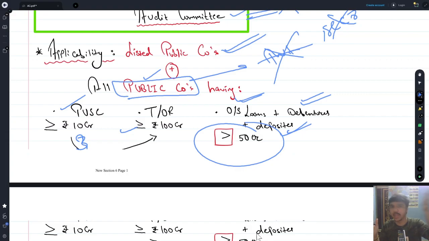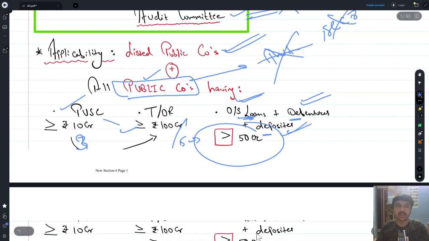100 crores of turnover. Now when we are going back to balance sheet, we are going to divide it by what? We are going to divide it by 5. So 100 crore divided by 5 gives you 50 crore. And whenever loans come into play, whenever debentures come into picture, whenever deposits come into picture, there's never equal to, it's always greater than, it's always excess.